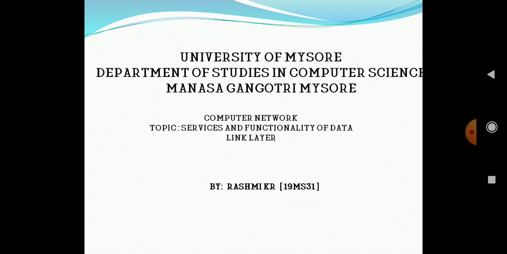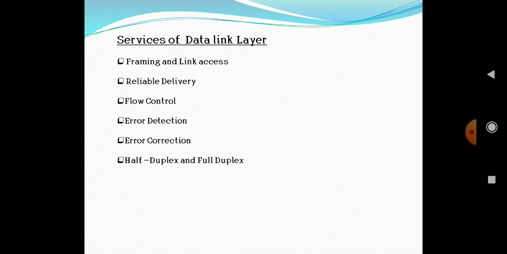I am going to present the topic Services and Functionality of Data Link Layer in Computer Network. Let us try to understand what are the services of data link layer. First one is framing and link access. Second one, reliable delivery. Third one, flow control. Fourth one, error detection. Fifth one, error correction. And sixth one, half duplex and full duplex.